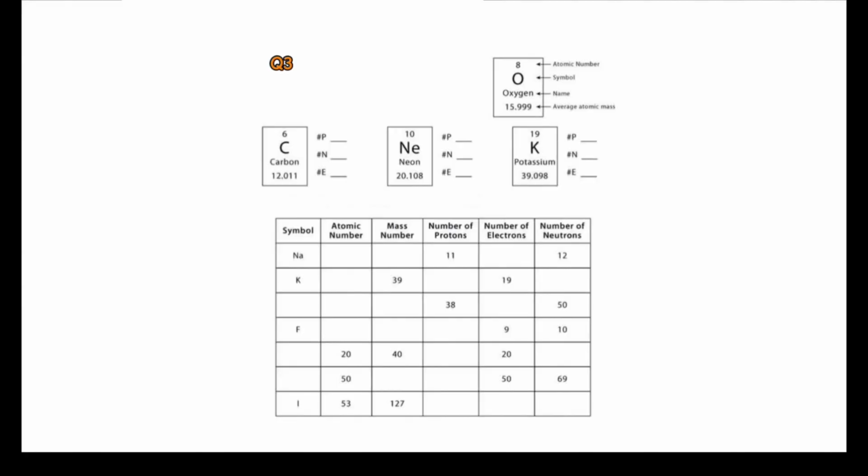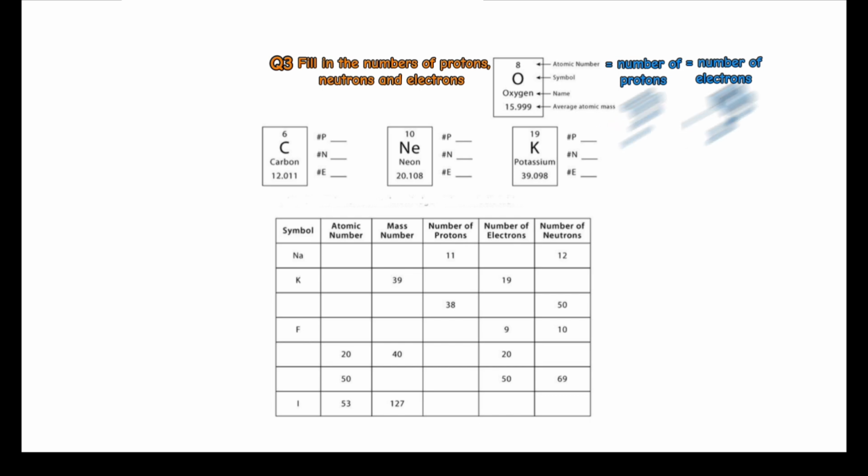Question number 3. An element is represented by a chemical symbol along with a few numbers. Based on the example on the right, fill in the numbers of protons, neutrons, and electrons for the following elements. For carbon, the number of protons is equal to the atomic number, so the number of protons is 6, and the number of electrons must equal the number of protons, so the number of electrons is 6. The number of neutrons is equal to the average atomic mass minus the number of protons. So the number of neutrons is equal to 12 minus 6 equal to 6.